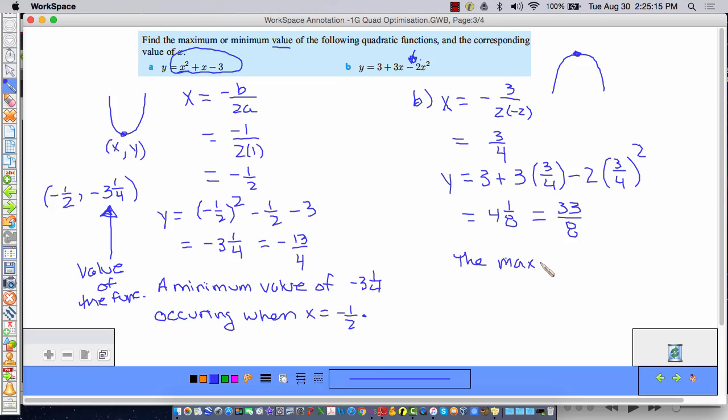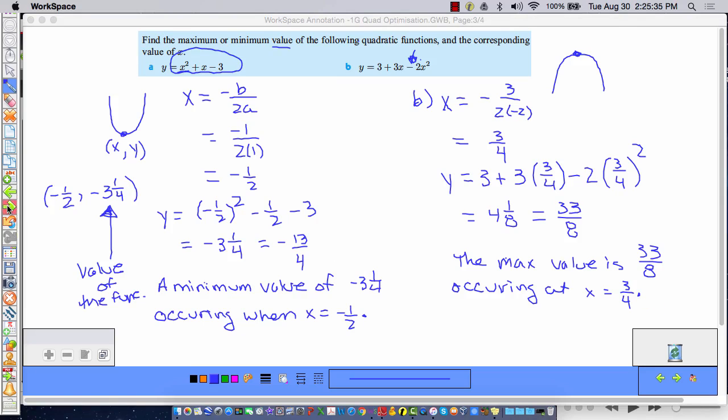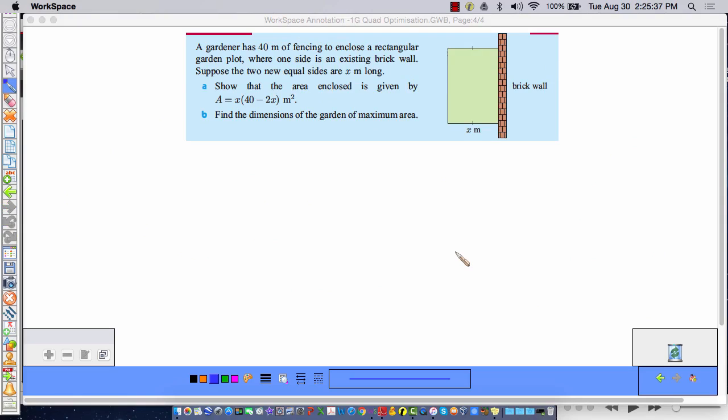The max value is 33/8, occurring, happening at x equal to 3/4. Okay. And we'll give you one application example here, and that'll be it.